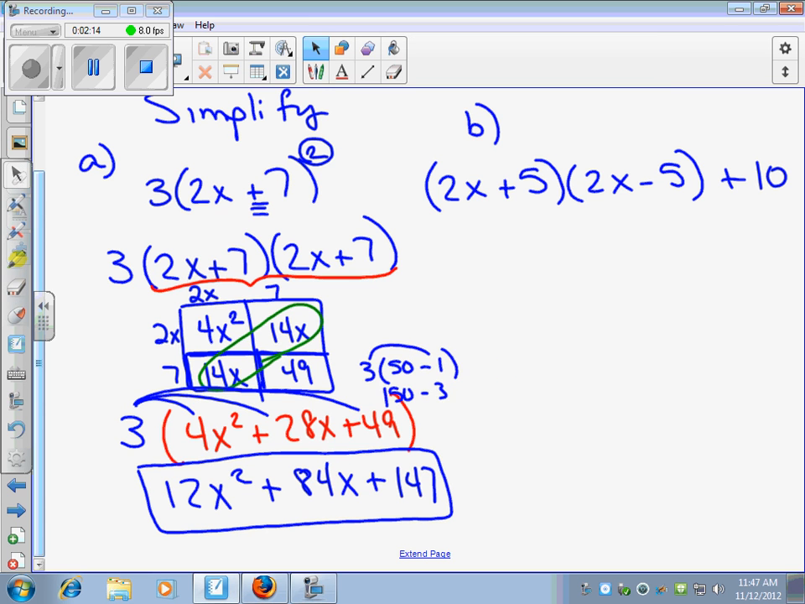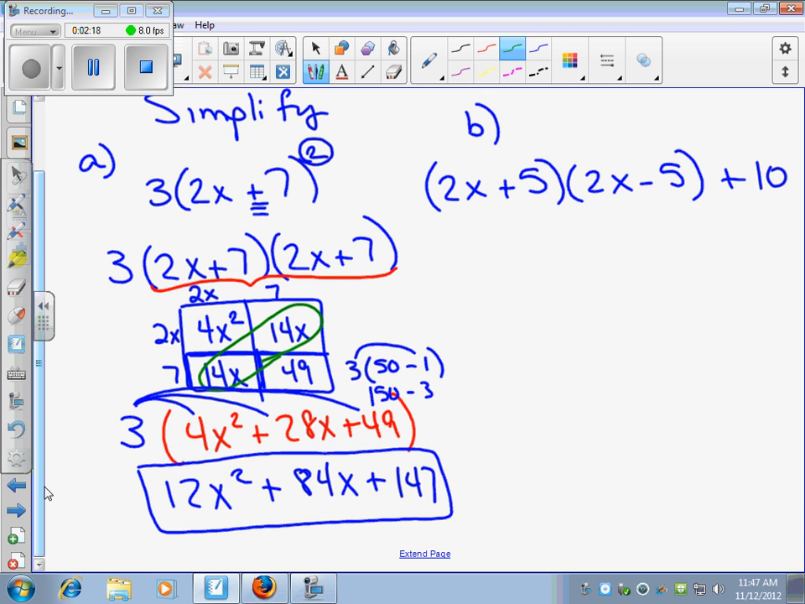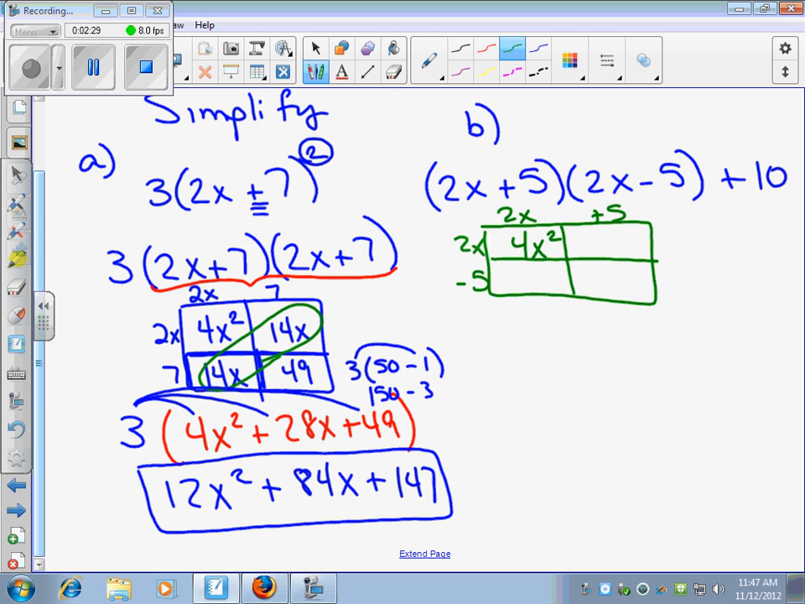Now, for the next problem, again, you can use that rectangle method if you'd like to. You have a 2x and plus 5 and a 2x minus 5. So a 4x squared there. This is going to be 10x, but look what happens here. That's negative 10x. And then negative 5 times positive 5 is negative 25.